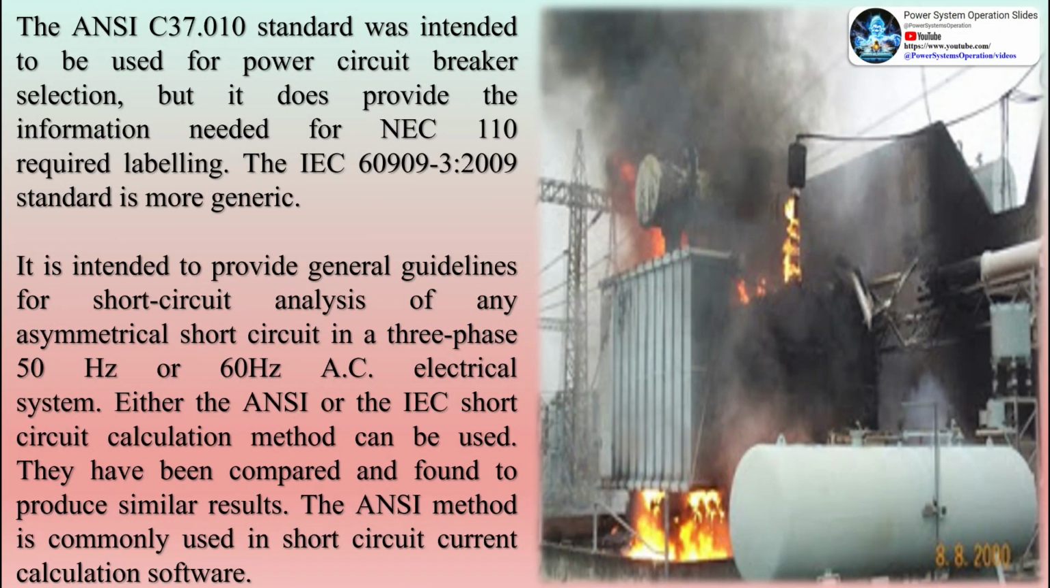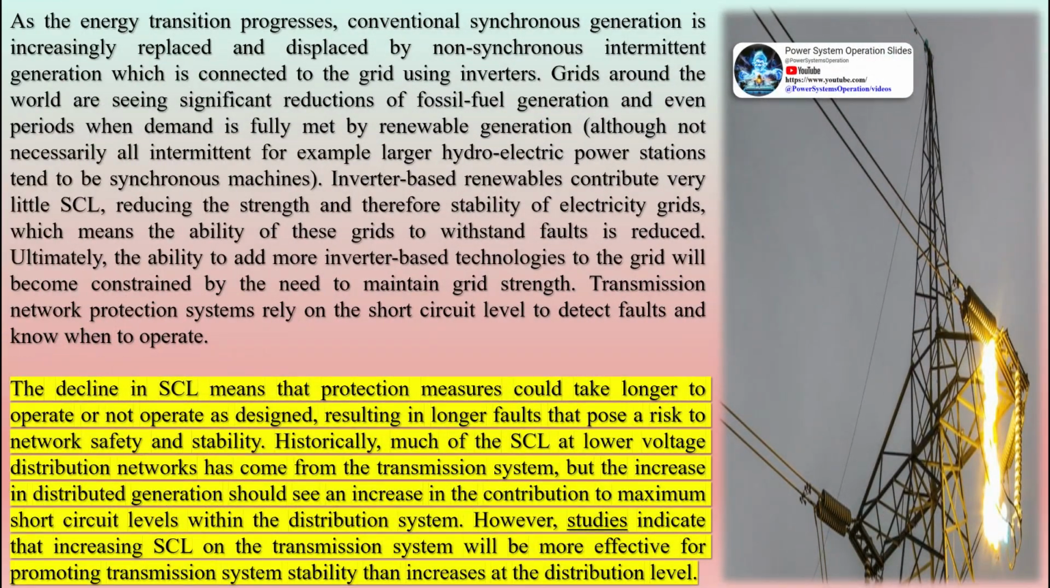The decline in SCL means that protection measures could take longer to operate or not operate as designed, resulting in longer faults that pose a risk to network safety and stability. Historically, much of the SCL at lower voltage distribution networks has come from the transmission system, but the increase in distributed generation should see an increase in the contribution to maximum short-circuit levels within the distribution system. However, studies indicate that increasing SCL on the transmission system will be more effective for promoting transmission system stability than increases at the distribution level.